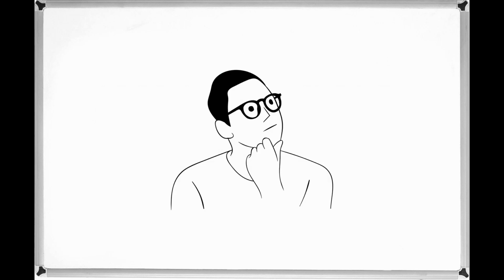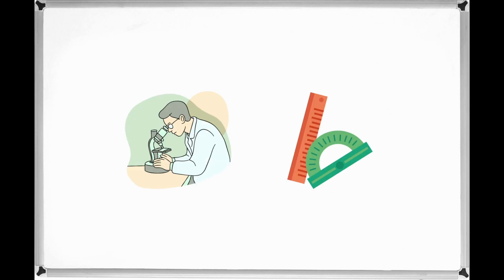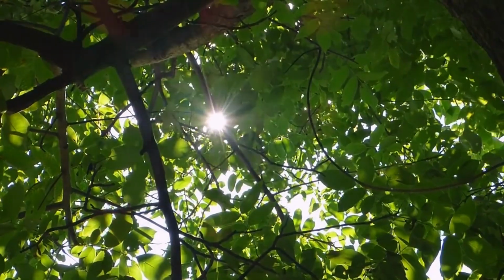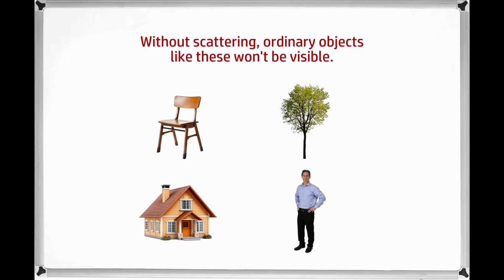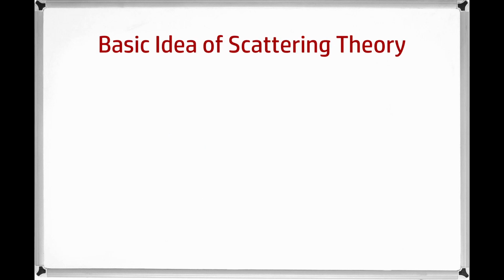Think about it. What's the source of all your knowledge? Observation, measurement, right? You observe objects because light bounces off them and reaches your eyes. If there were no scattering, but only absorption and emission, we would not be able to see most non-luminous objects. Here is the basic premise of scattering theory.